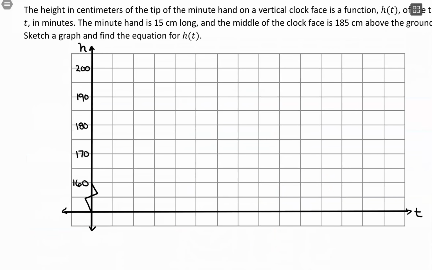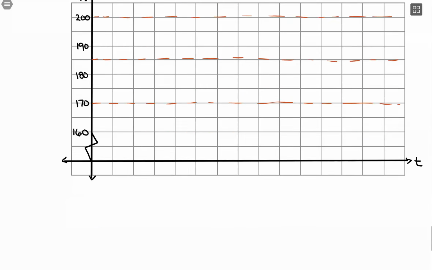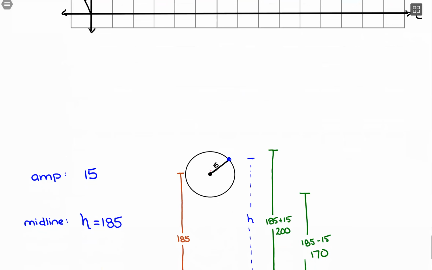And what we just said is we now have our midline, which is that 185. And then we're going to go 15 centimeters above that to get to the peak of 200, and 15 centimeters below that to get to our minimum value. So that's how this height to the middle of the clock gives us our midline, and then the radius, or rather the length of that minute hand, is telling us how far above and below that midline we're going.